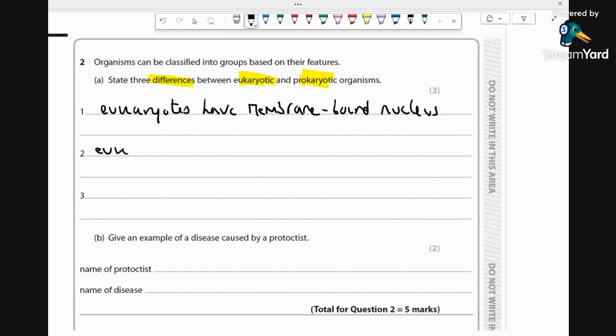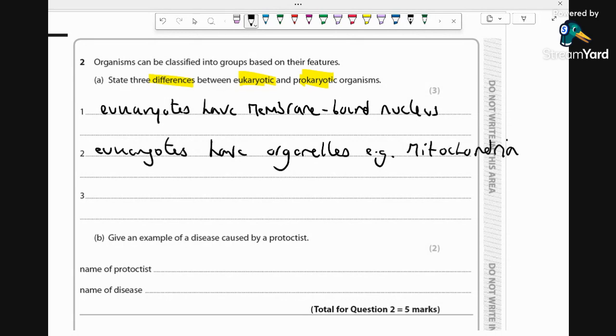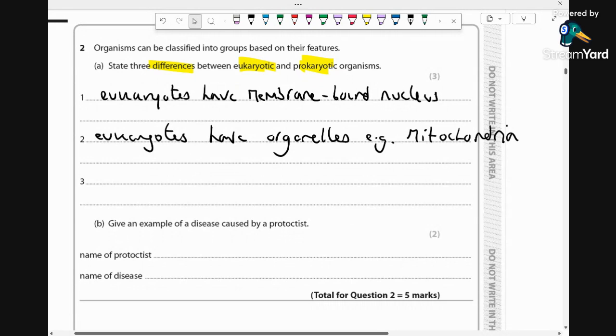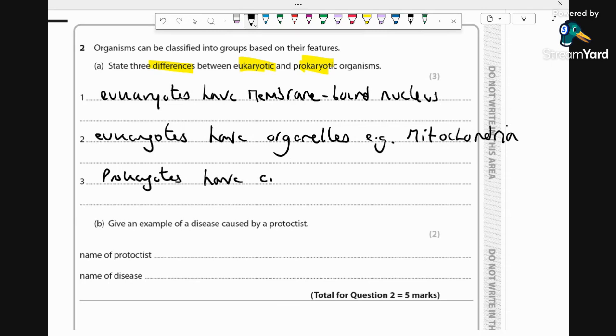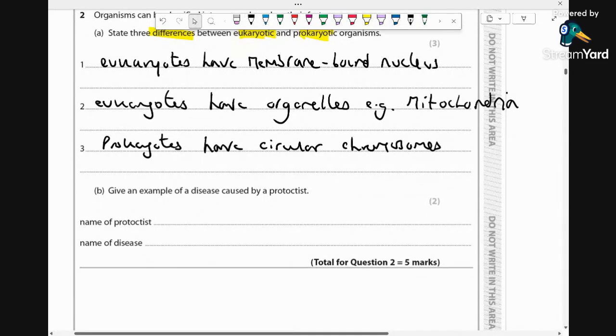The most obvious one as well is that eukaryotes have what we call organelles, so things like mitochondria, etc. So eukaryotes have organelles, e.g. mitochondria. There we go. And the third one, of course, is I think, again, quite obvious, the genetic material. So prokaryotes, e.g. bacteria, have circular genomes, circular chromosomes, whereas, of course, eukaryotes have linear chromosomes.